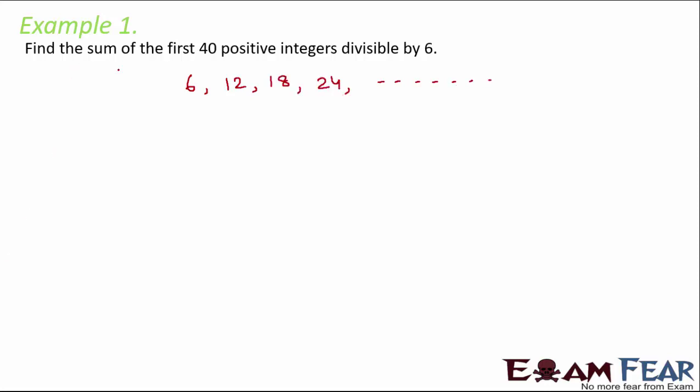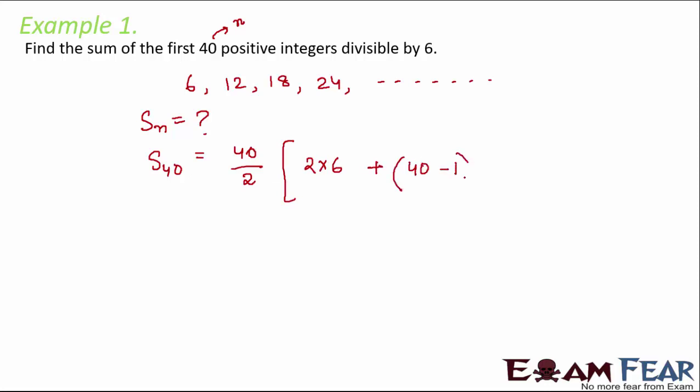So we have to find the sum of the first 40. That means 40 is the value of n. So we have to find Sn, equal to how much? Now Sn or S40 will be equal to n by 2 into (2 into a, where the first term is 6, plus (n minus 1) into d). The common difference here is 6, so into 6. When you calculate this, it comes out to be 5080.